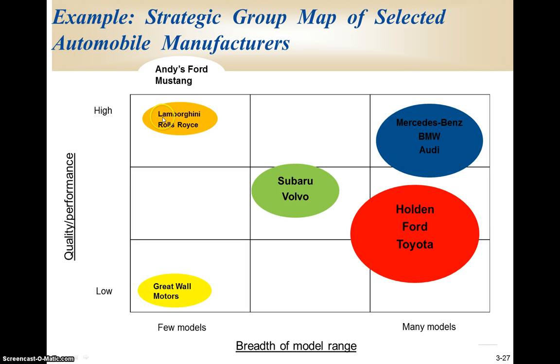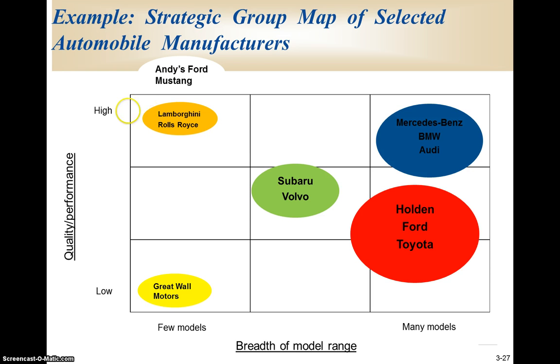We can also see that Lamborghini and Rolls-Royce rather, certainly they have few models. They only offer 2 or 3 models in their whole range, but they are very, very high in terms of the quality and performance, which puts them in that top left corner.